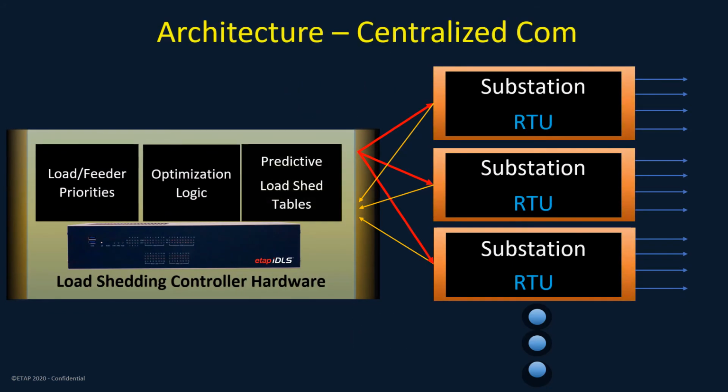In the case that the RTUs cannot receive the information continuously from the iDLS controller, the controller can hold the predictive load shed tables, receive the triggers, and send the control commands to the RTUs.